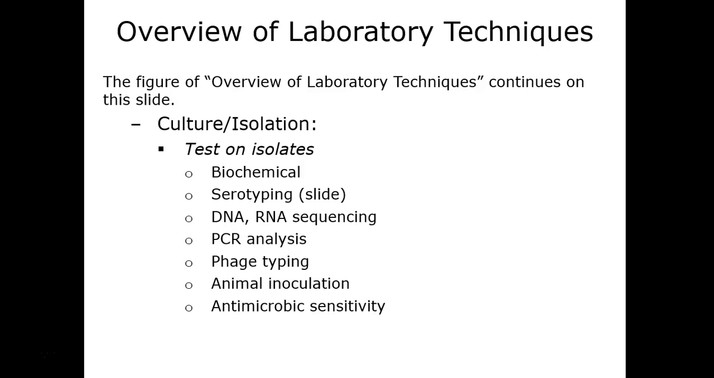PCR, which stands for polymerase chain reaction. PCR is a test that basically takes a segment of DNA and amplifies it, or makes copies, millions of copies of it. So it is like a molecular Xerox machine. Phage typing. Phage typing is a really important test because it allows us to distinguish between bacterial strains. We can inoculate a specimen within an animal, and we can also look at sensitivity of microbes to particular antimicrobial agents.